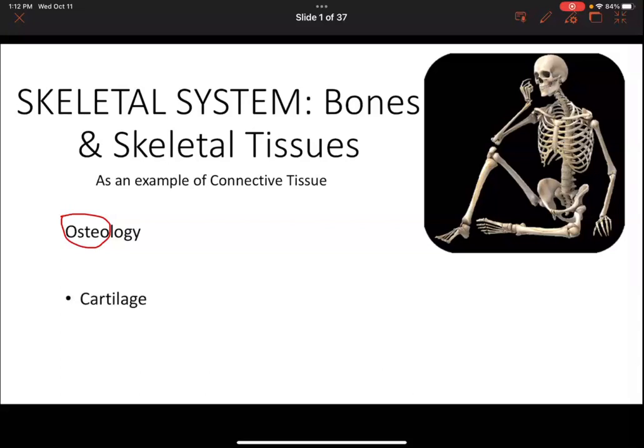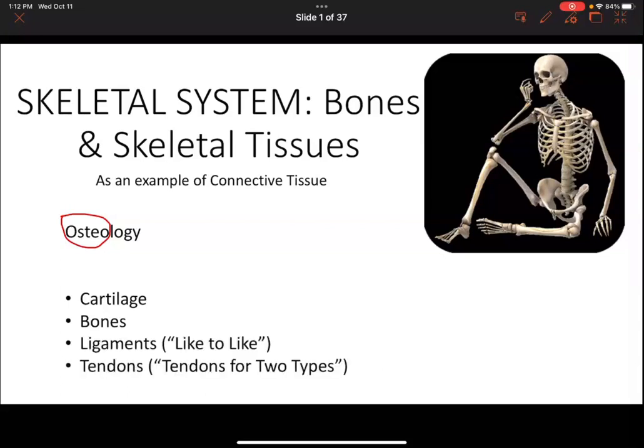What this is going to include is cartilage, bones, and ligaments and tendons. So all of the tissues that are included in the skeletal system are going to be these four: cartilage, bones, ligaments, and tendons. And I don't know about you, but I tend to forget what ligaments are going to join and tendons are going to join.